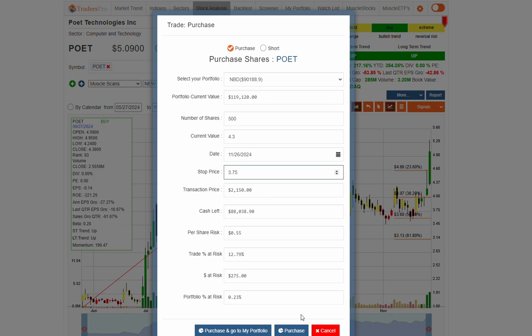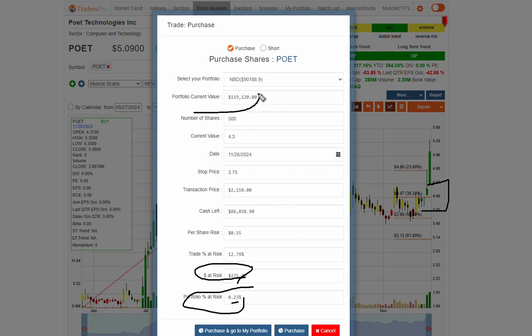Oops, 375. So pre-market, before this one opened, we could have bought at the market open with a stop loss at 375 and been inside of our trading plan number here at 0.23, less than the 0.3. That's $275 at risk on an approximate $100,000 portfolio.